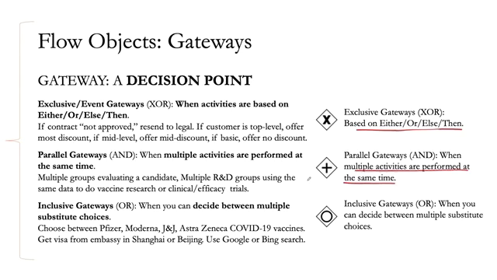Then of course you've got inclusive gateways, which are known as OR gateways, where you can decide between multiple substitute choices. Let's say Giant Eagle decides to be a vaccine delivery unit. Then you have an inclusive gateway, where Giant Eagle can choose: do we want Pfizer, Moderna, Johnson & Johnson, or AstraZeneca COVID vaccines? Where do you want to get a visa from? Do you want to get it from the embassy in Shanghai or Beijing? Do you want to use Google or Bing?